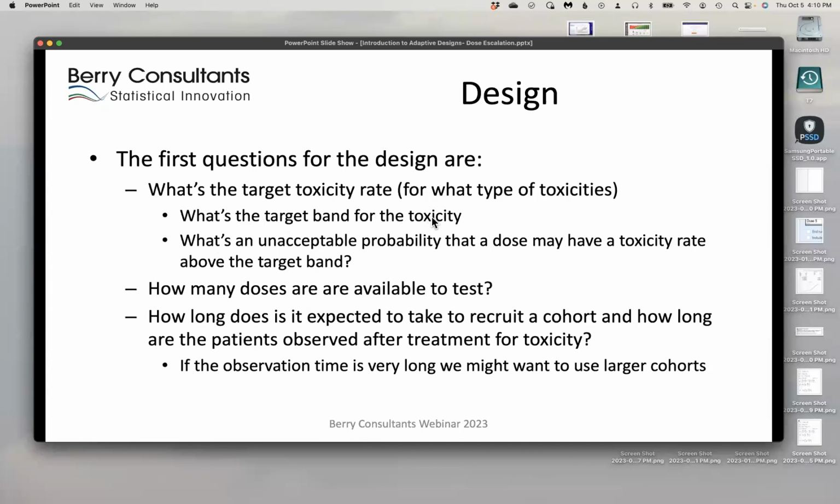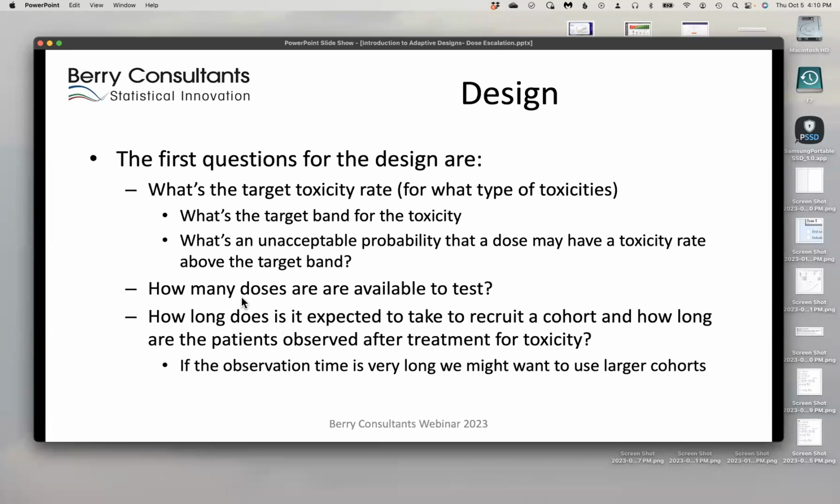It's increasingly accepted that we shouldn't think of targeting a specific rate, given all this uncertainty that we'll have after a limited amount of data. So it's much better to present some kind of upper and lower band around that target. And then what's an unacceptable probability that a dose has a toxicity rate above that target band? So if we're projecting toxicity rates at higher doses, what would be a projected probability that the toxicity is above the target rate that would make us say, no, we're not going to escalate to that dose?